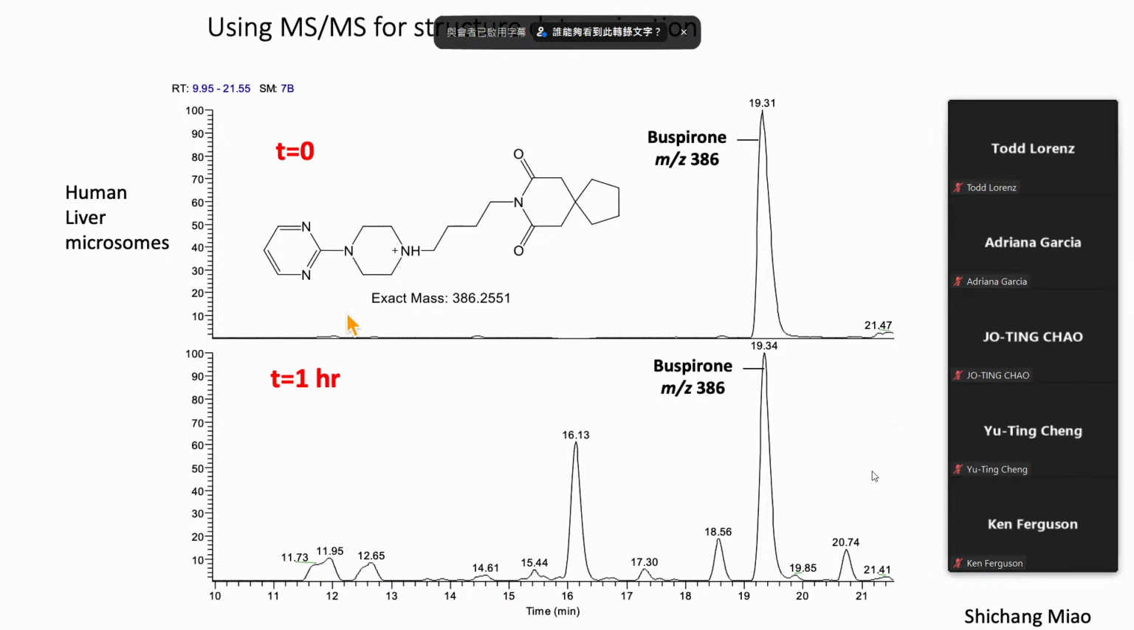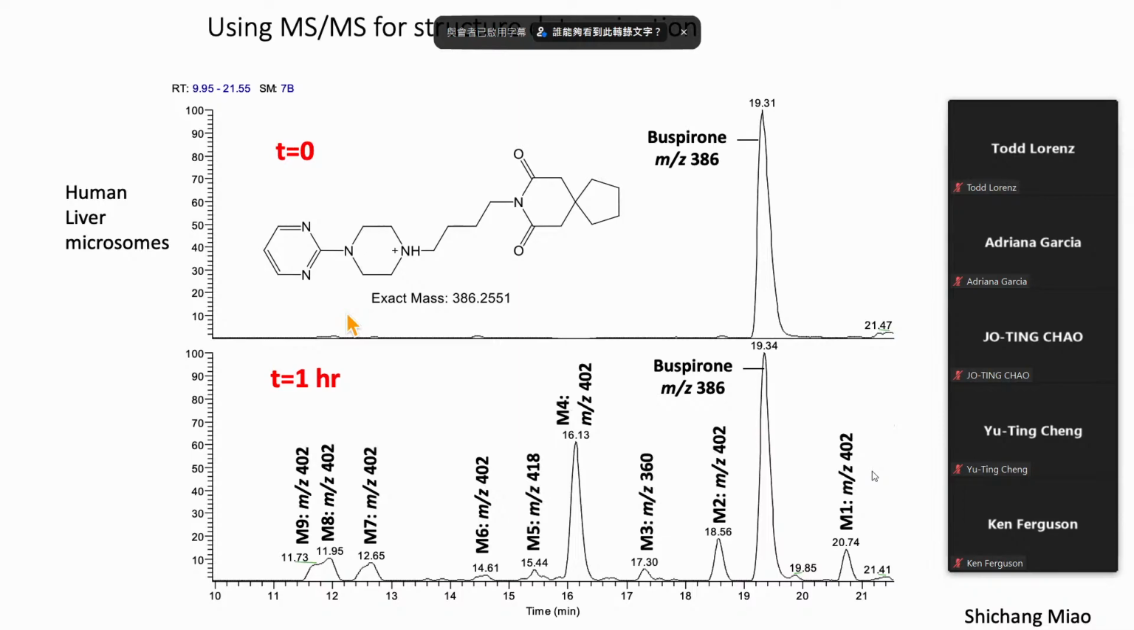And then we look at the metabolized sample. So there's a bunch of new peaks here. What can we learn about them? Well, the mass spectrometer tells you the molecular ion and hence the molecular formula for each one of those metabolites.